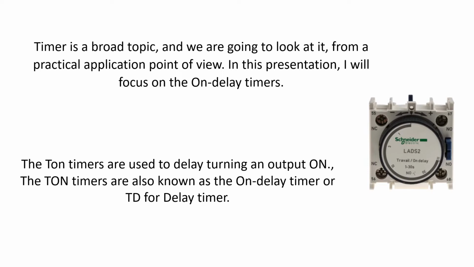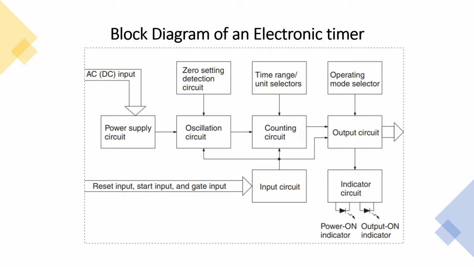That's an example of an on-delay timer, a Schneider Electric one. This is a typical block for an electronic timer. When voltage is applied to the power supply circuit, the timer will start to count, and then when the time is exhausted, it will trigger an output. The output is to switch the load, to switch the contact. The normally open contact will become closed. The normally closed contact will become open. Below here we have the light emitting diodes, which indicate the state of the timer, and that the timer is active.